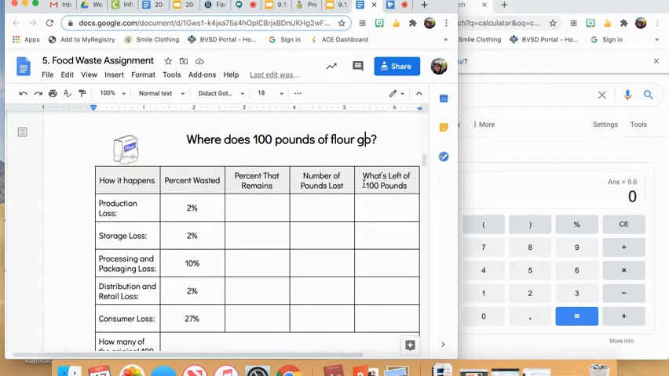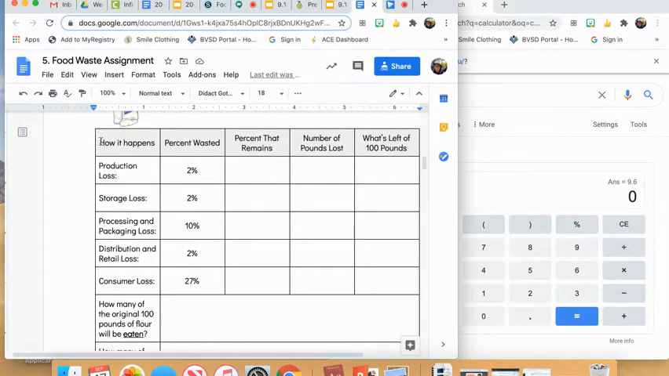So just to get a grasp of what this chart is showing us, this first column is showing the different stages of where food waste can occur. So it can get lost during production, storage, processing and packaging, distribution and retail, and consumer. Consumer is just us consuming it. It's us eating the food or having it at our house or going to a restaurant and getting leftovers or not getting leftovers, that kind of thing.